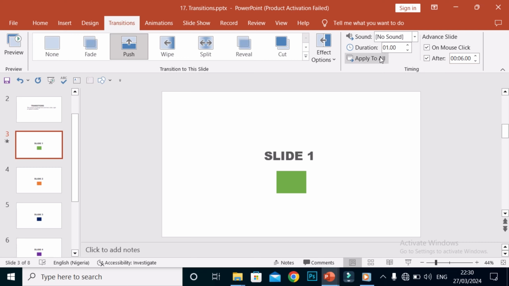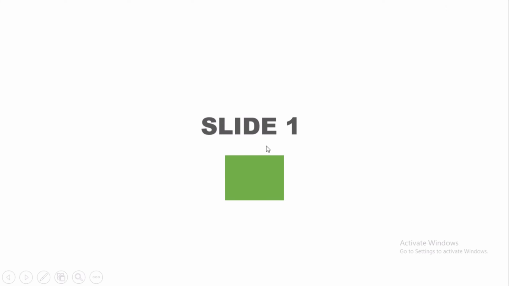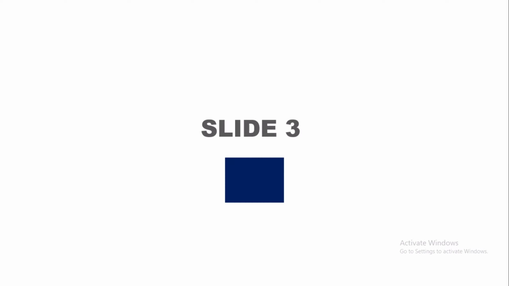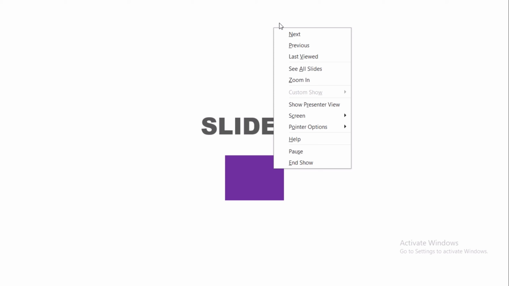Let's apply to all. So we apply this effect to all. Also let's preview. Slideshow, let's have it. You see, after 6 seconds it will move to the next slide. That's how we've seen it, and this is a transition effect. After 6 seconds, pardon me, 6 seconds, it moves to the next slide.